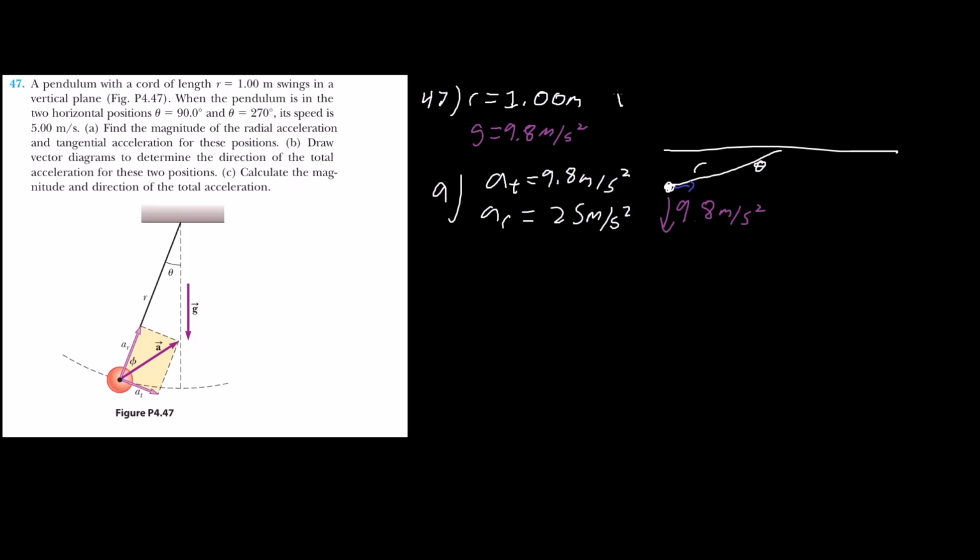You could do the math in your head because velocity is 5 meters per second. 5 squared is 25. 25 divided by 1 is really just 25. So there you go, that's part A. Find the magnitude of the radial and the tangential acceleration of these positions. So I guess we just solved for that.